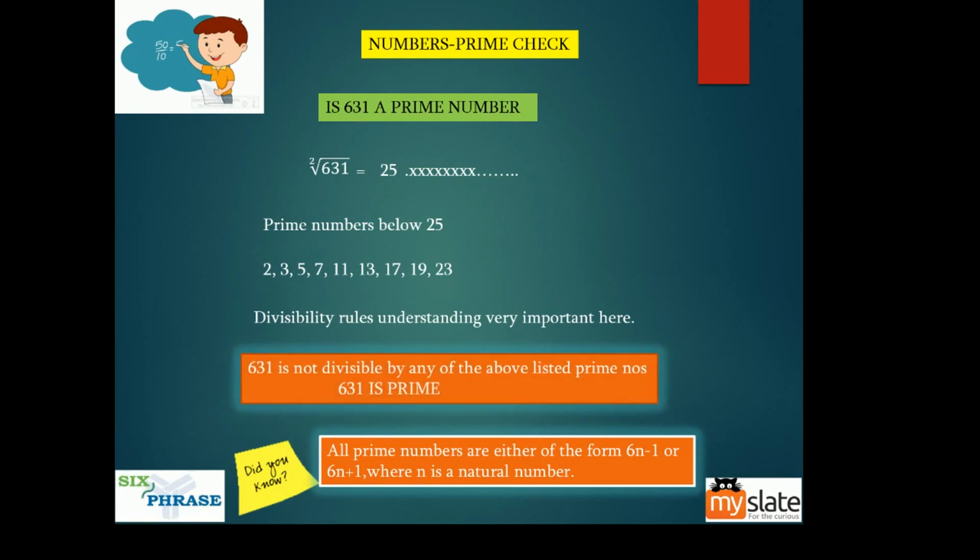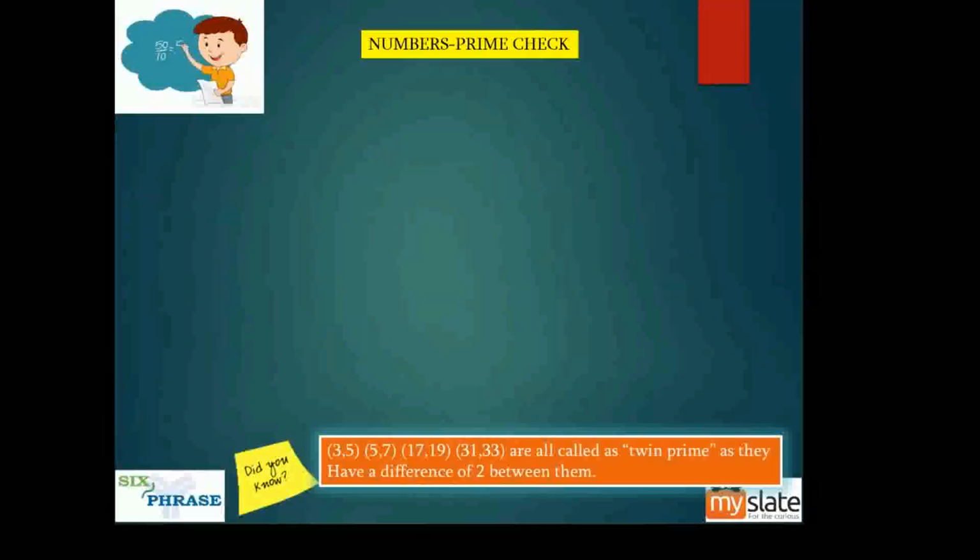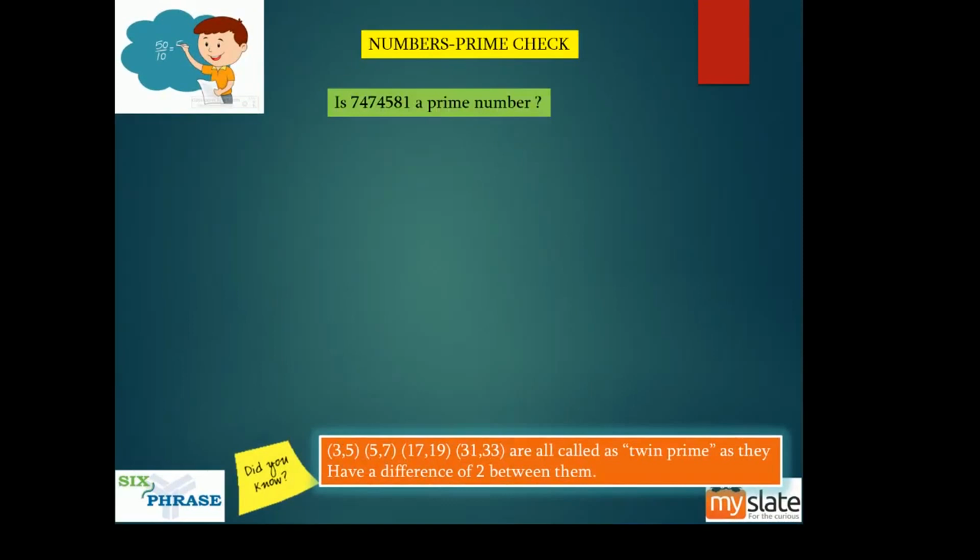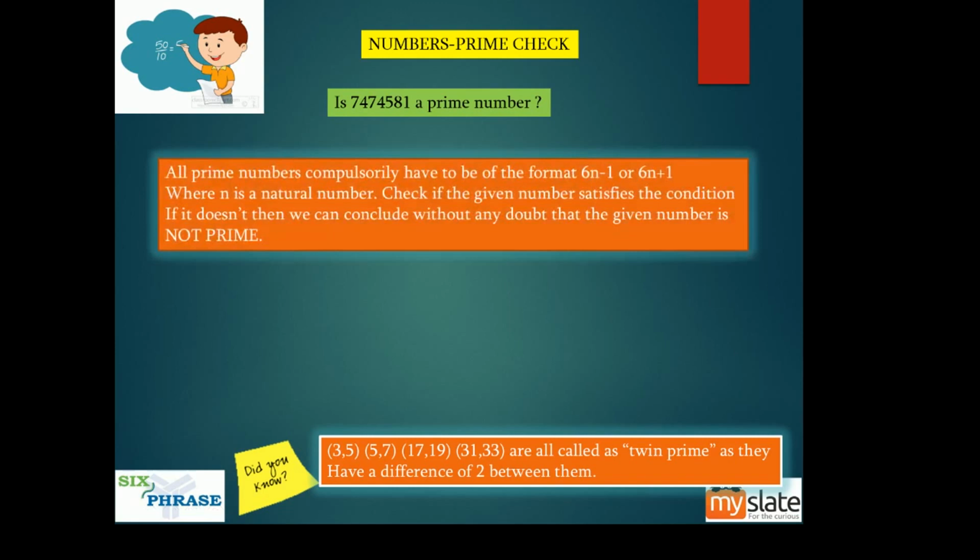631 is prime. Okay, and we have a prime check for a large number. So 7474581, guys, if you start taking the square root for this, it will take a long time. There is another way to find if a number is prime or not. All prime numbers compulsorily have to be of the format 6n minus 1 or 6n plus 1. Now what does it mean, 6n minus 1, 6n plus 1? Okay guys, where n is a prime number.